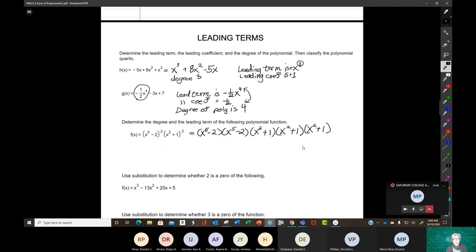Luckily, you don't have to do that, and I'll show you an example of why. If I were going to multiply these two terms together, the first step would be to multiply this x to the fifth times this x to the fifth. Since the bases are the same, that's x to the 5 plus 5, which is x to the 10.